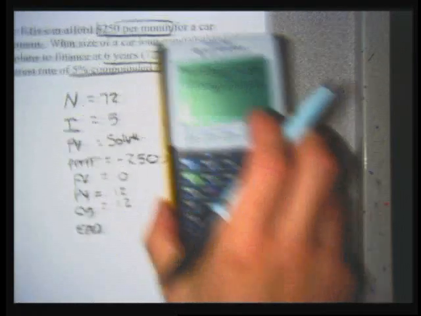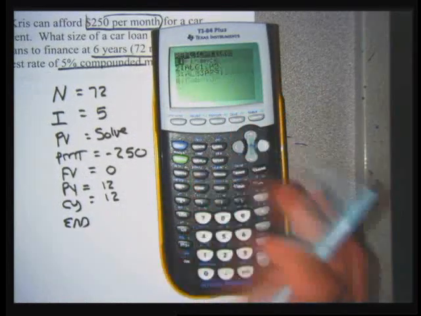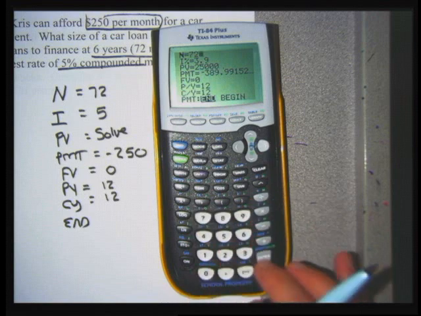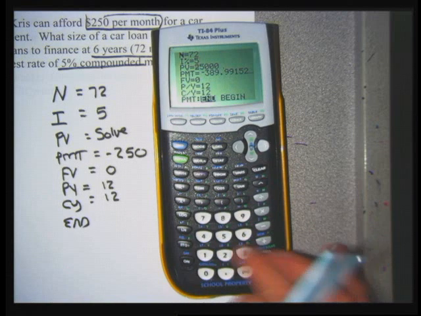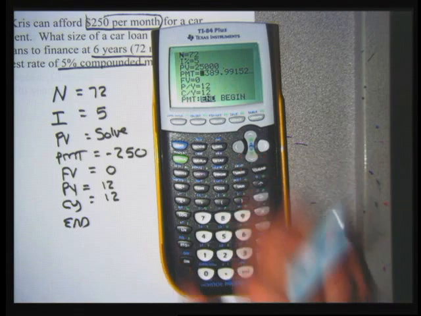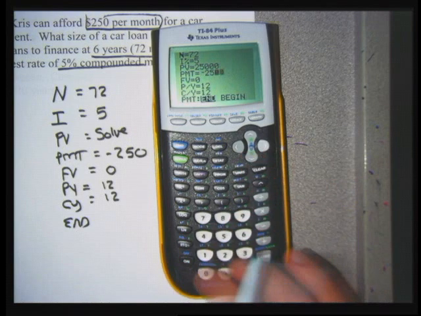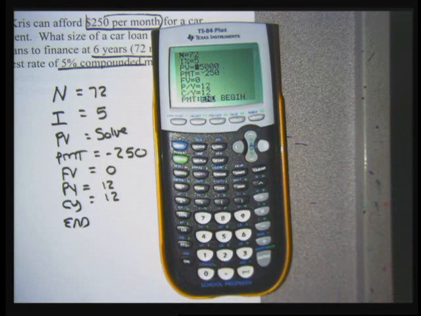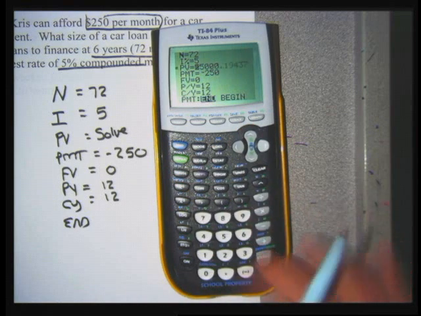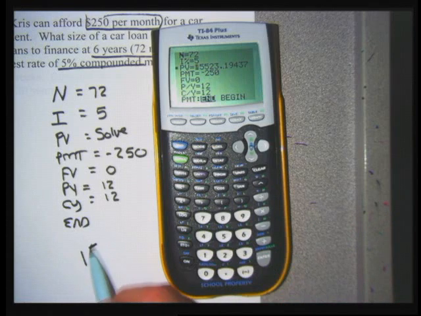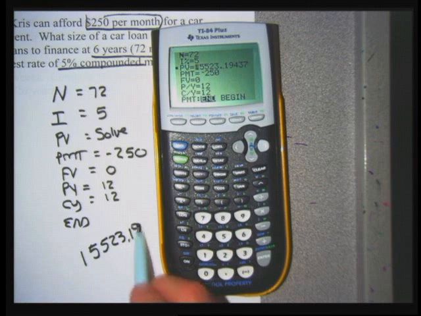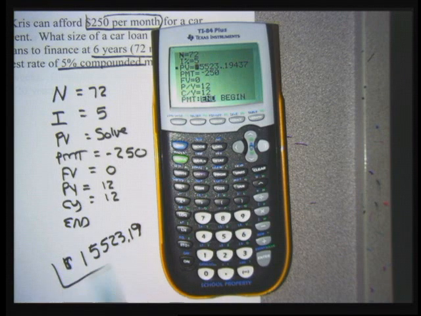So I'm going to enter these the best I can. Apps, finance, enter. N is 72, I is 5. It doesn't matter what the PV is, it's going to strike over it. Negative 250 for the payment, 0, 12, and 12. I go up to the PV, hit the green alpha button, and then enter, and I get $15,523.19. That's what she can get to have a 6-year loan at $250 a month.